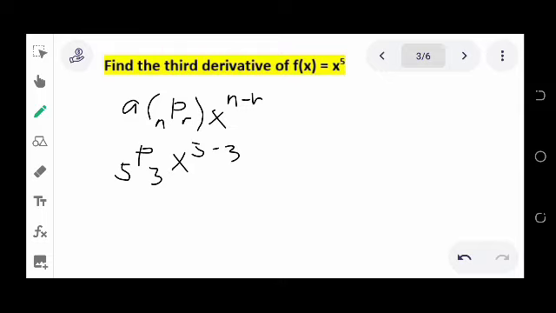Now, when we compute for 5 permutation 3, the answer to that one is actually 60. So this will be 60 x to the 5 minus 3, which is 2. So the third derivative of the function is just equal to 60x squared. Now, the check is left to you, but when you check this one, you find the first, second, third derivative, you will eventually come up with 60x squared.